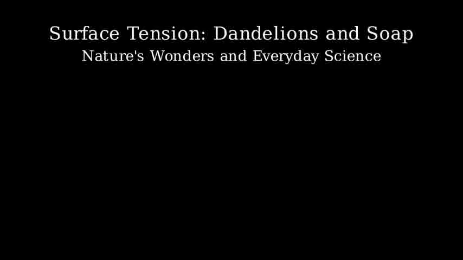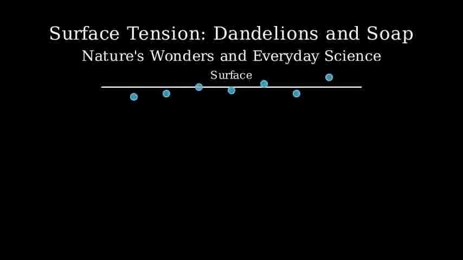Surface tension is a physical property that describes the elasticity of a liquid's surface. It's what allows certain objects, like small insects, to float on water without sinking.